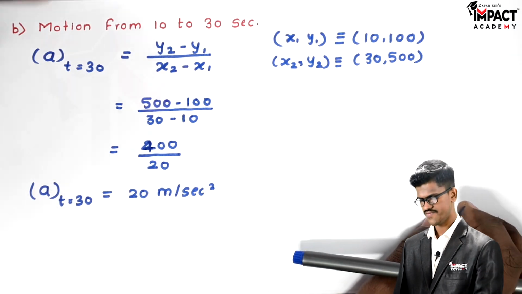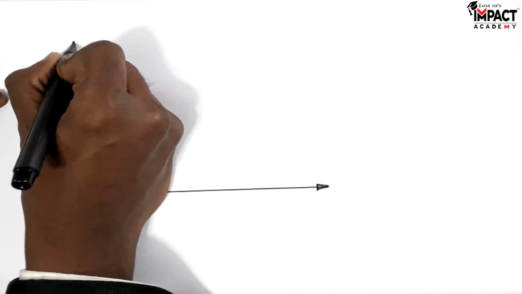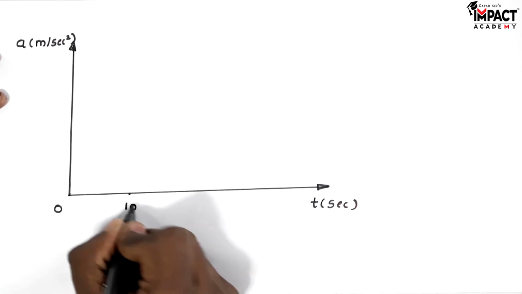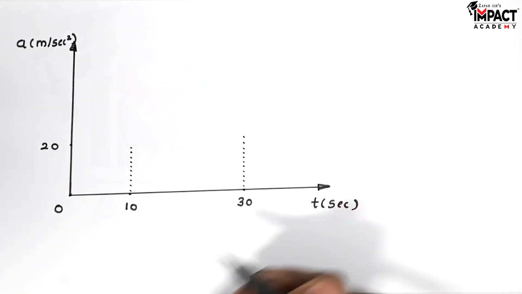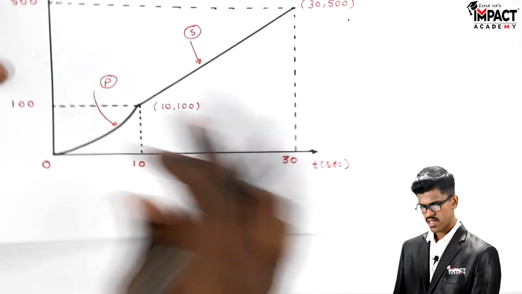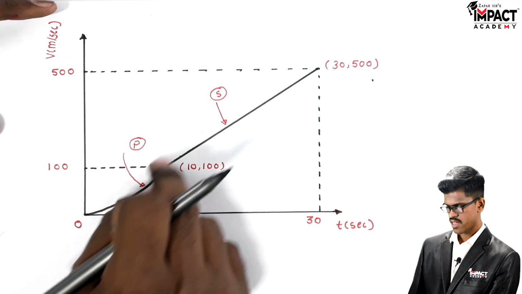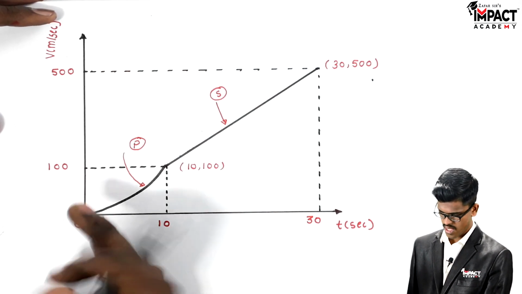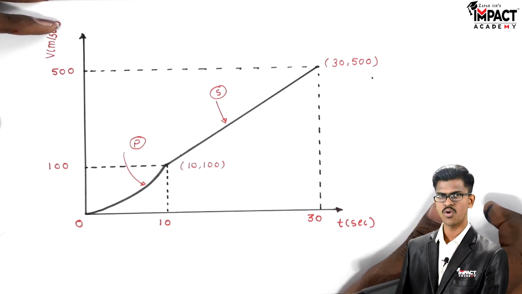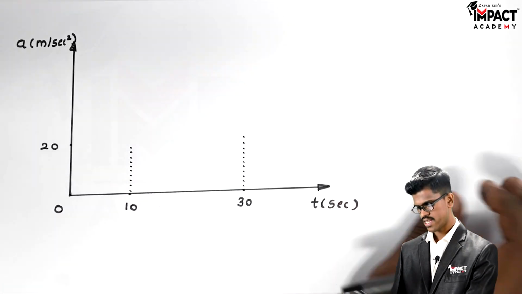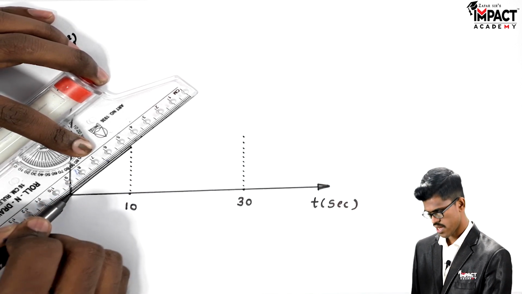So let's draw the AT curve. Here is the VT curve, and here in the VT curve, for the time interval 0 to 10 seconds, the nature of the curve is a parabola, and it is an increasing function curve, with increasing slope. Here it is an increasing slope with a constant rate. Okay, then the acceleration of the car will be a straight inclined line.